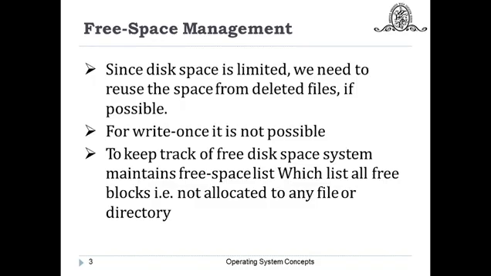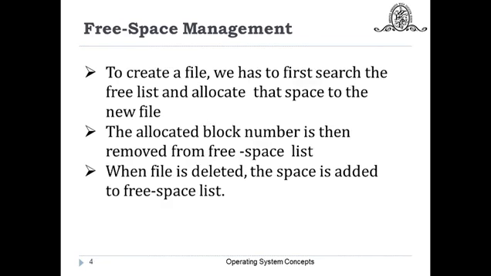To keep track of free disk space, the system maintains a free space list, which lists all free blocks which are not allocated to any file or directory. To create a file, we first search the free list and allocate that space to the new file. The allocated block number is then removed from the free space list, and when a file is deleted, the space is added to the free space list.